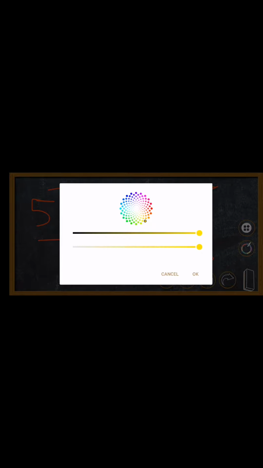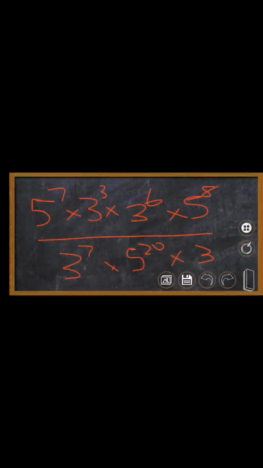We are not going to move to the next page. We are going to try and solve this right here. So we are going to identify our like terms. So we have 5 and 5. They are all like terms, they are all integers. But we are going to identify the powers that have the same base.